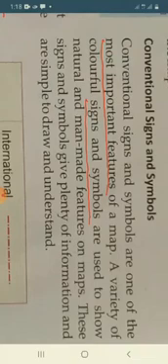Next element is conventional signs and symbols. Conventional signs and symbols are one of the most important features of a map. A variety of colorful signs and symbols are used to show natural and man-made features on maps. Signs and symbols give plenty of information, and these signs and symbols are simple to draw and understand. Now, let us see the table of conventional signs and symbols.